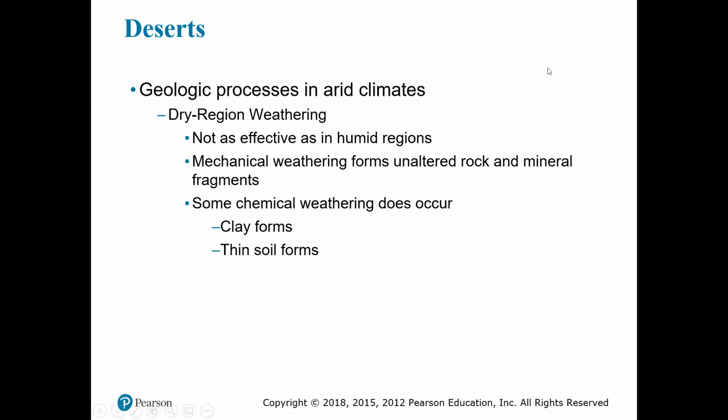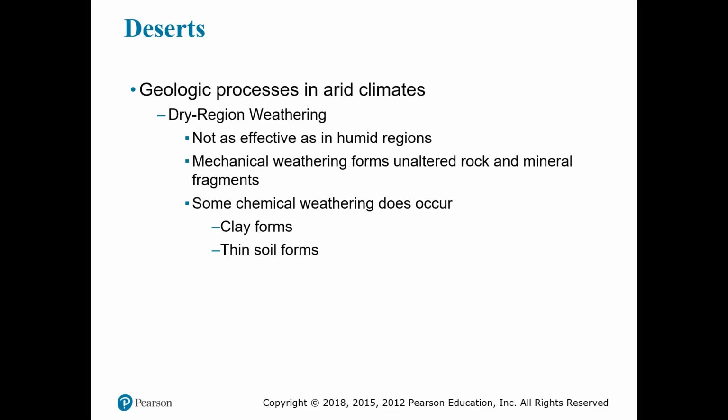So from that video, you understand the two reasons or the two processes that lead us to have deserts. But if we look at a few other processes that take place in our arid climates or in our desert climates, we get what is referred to as dry region weathering. So we know that water plays a role in chemical weathering. If we look at what happens in the desert, we know that chemical weathering processes are not as prominent because we don't have as much water. However, there is still some chemical weathering that does take place.